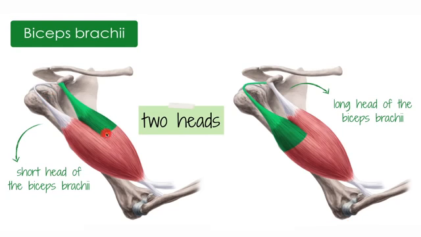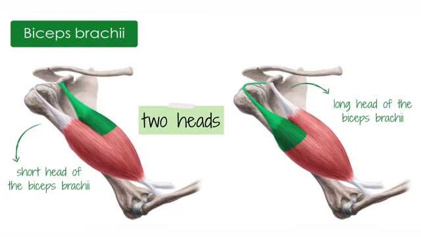Now, as you see on these images where we highlighted the heads in green as well, you notice that the long head originates right here from the supraglenoid tubercle of the scapula. And on the short head, you see that the origin point is right here on the coracoid process of the scapula. These two heads will then merge to insert right here on the radial tuberosity of the radius, and also, as you can see, this portion right here, on the antebrachial fascia.